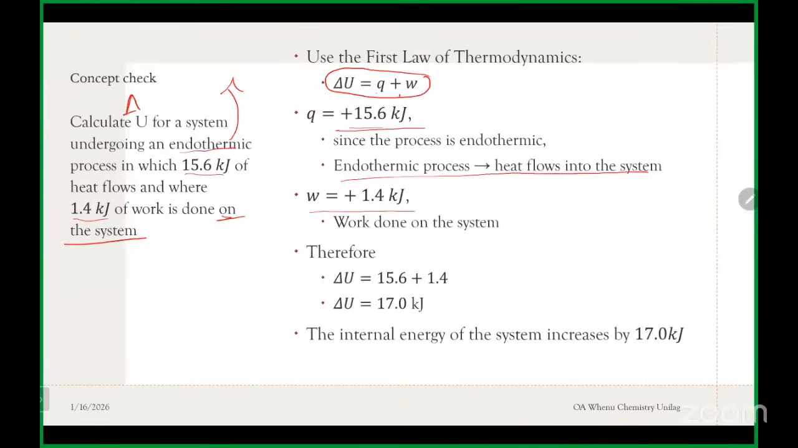A reaction is a process now. Your process can be a physical process or a chemical process.